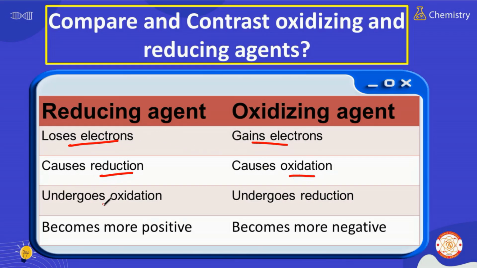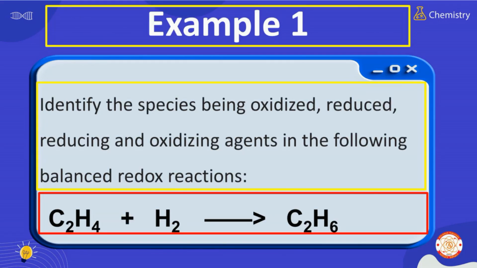And remember, reducing agent undergoes what kind of reaction? Oxidation reaction, whereas oxidizing agent undergoes reduction reaction. So reducing agents become more positive because they undergo oxidation reaction, whereas oxidizing agents become more negative because they undergo reduction reaction. So the first example.